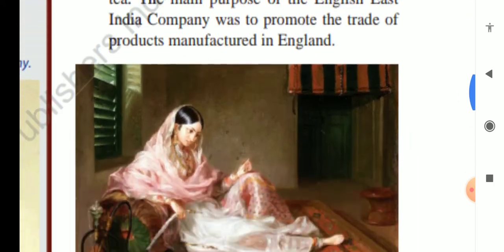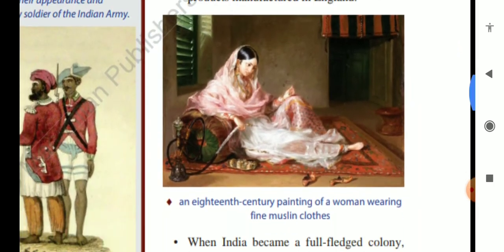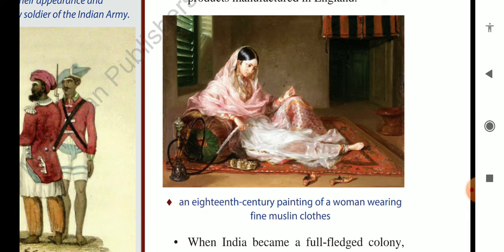You can see over here. It is a painting. At that time, it was a big trend of painting, an 18th century painting of a woman wearing fine muslin clothes, as we discussed. What is muslin, right? Fine quality cotton.